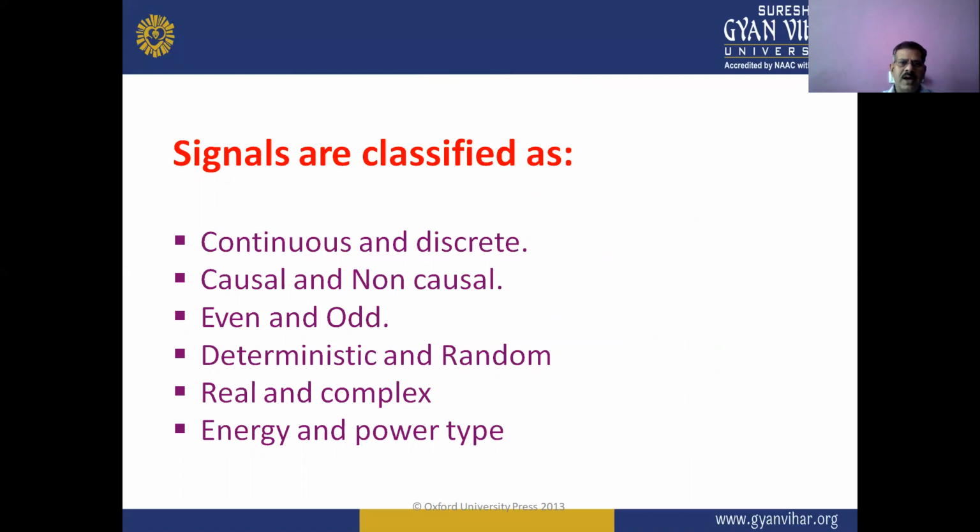We can classify signals as, first, continuous and discrete signals; second, causal and non-causal signals; even and odd signals; deterministic and random signals; real and complex signals; and also energy and power type signals. So there are different types of signals.